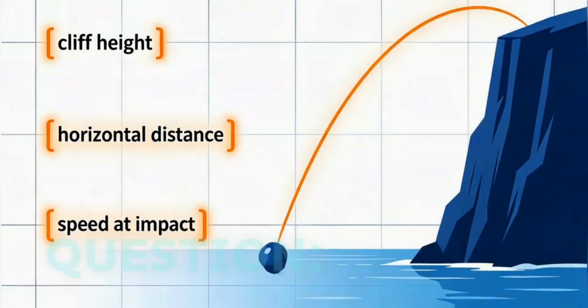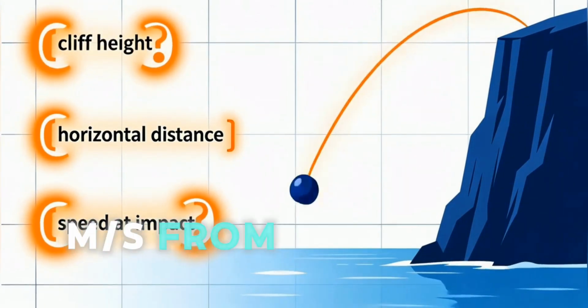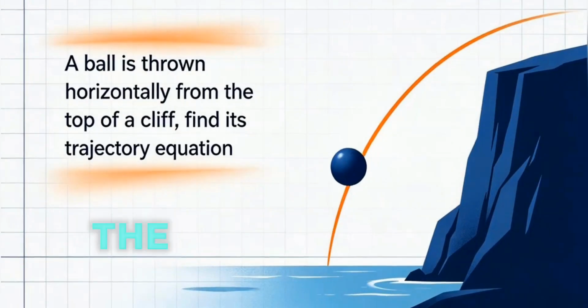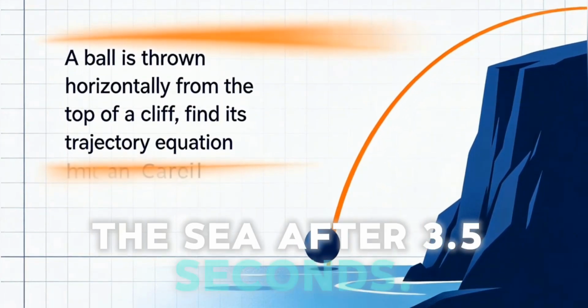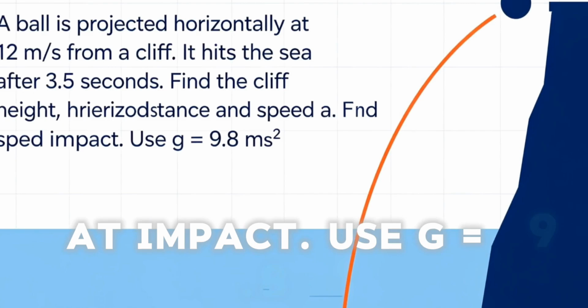Let's go. Question. A ball is projected horizontally at 12 m/s from a cliff. It hits the sea after 3.5 seconds. Find the cliff height, the horizontal distance, and speed at impact. Use g = 9.8 m/s².